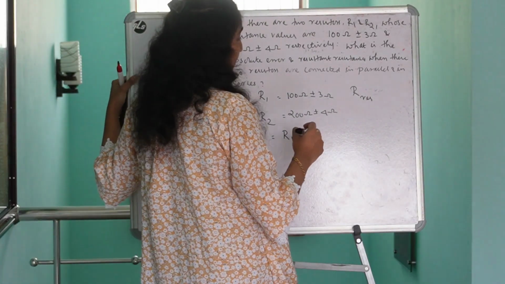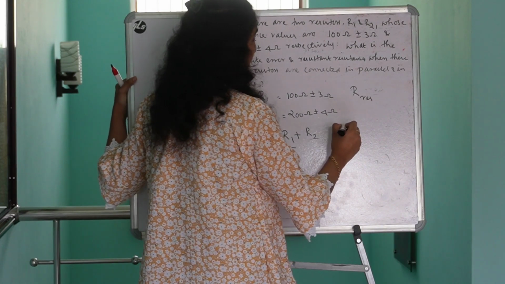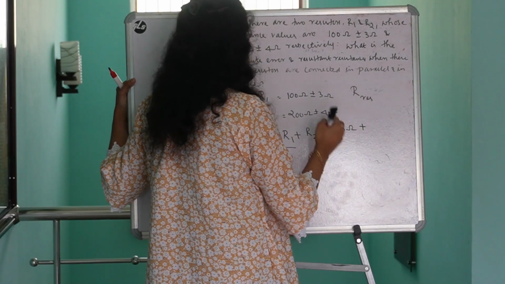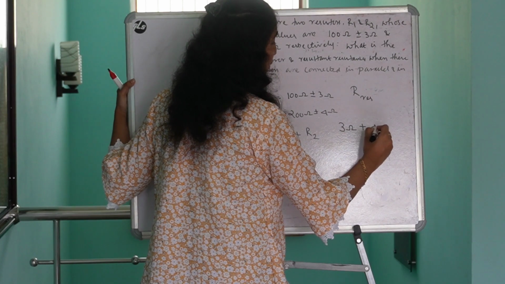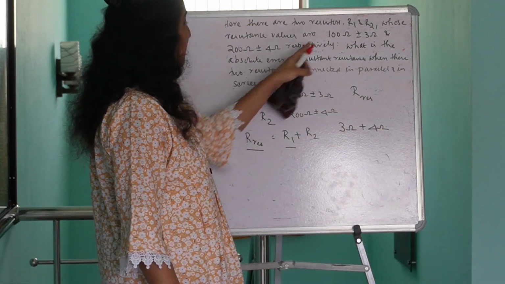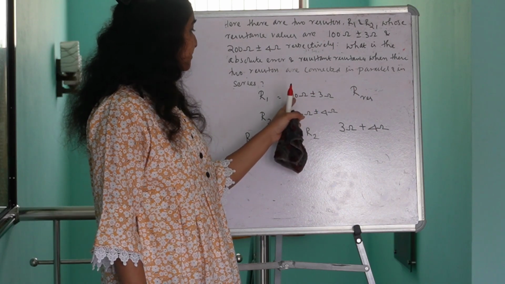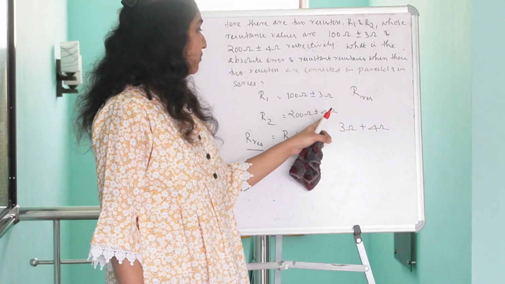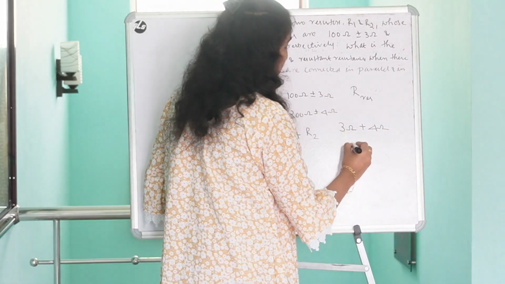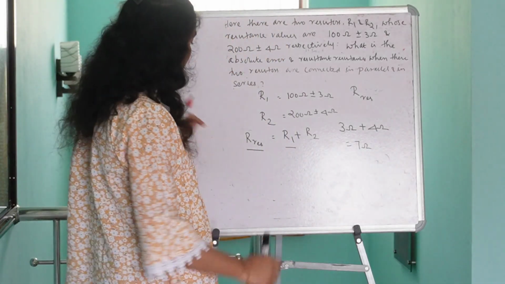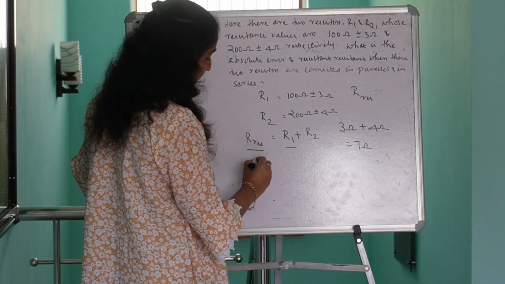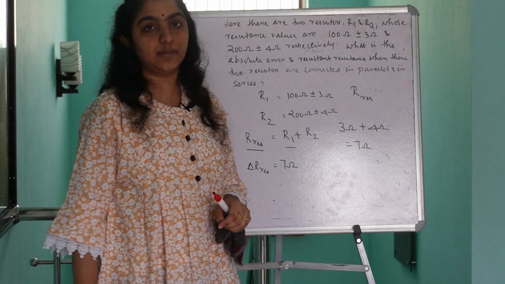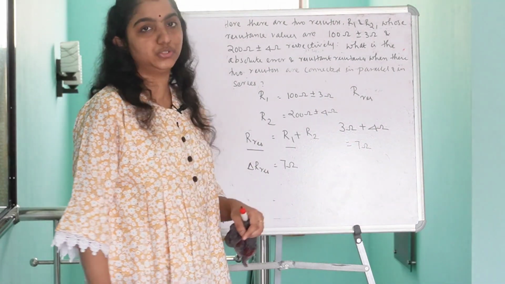So what is the absolute error in the individual measurements of R1? Absolute error in the measurement of R1 is 3 ohm and absolute error in the measurement of R2 is 4 ohm. The absolute error in the resistance value 100 ohm plus or minus 3 ohm is 3 ohm, and in the next one, 200 ohm plus or minus 4 ohm, is 4 ohm. So we can say the maximum possible error or the absolute error in R resultant is equal to 7 ohm.